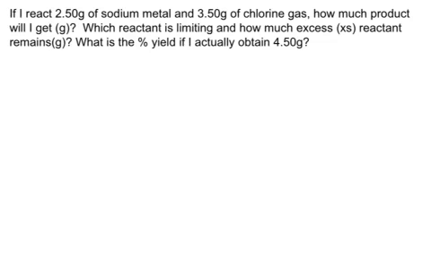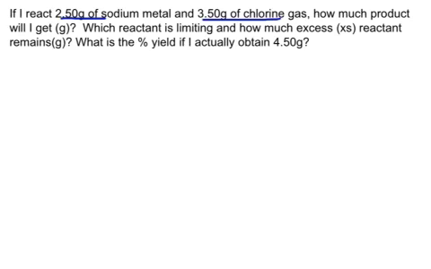Now I want to show you how to do a limiting reactant problem. A limiting reactant problem is just another type of stoichiometry problem. The difference here is instead of having one given and one required, in other words, one thing you're reacting with something else and you have excess of the other thing, in this case, if you notice, you have two givens. All right, so you've got 2.50 grams of sodium and 3.5 grams of chlorine gas. And then it says, how much product will I get?